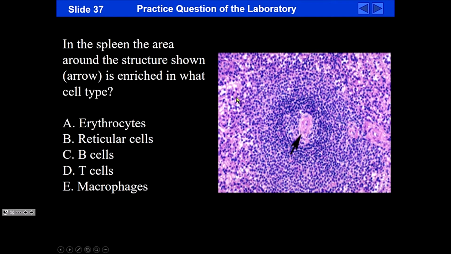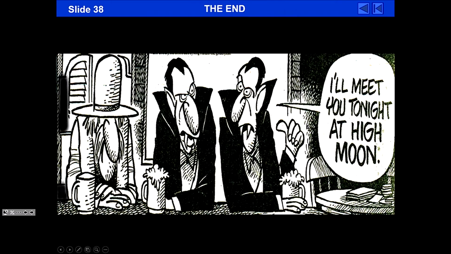Here's our question. In the spleen, so we know we're looking at the spleen, the area around the structure shown, so you see the arrow, the area around this arrow is enriched in what cell type? What do you think it is? Enriched around this structure. Okay? It's going to be T cells. T cells are enriched in the periarterial lymphatic sheath.